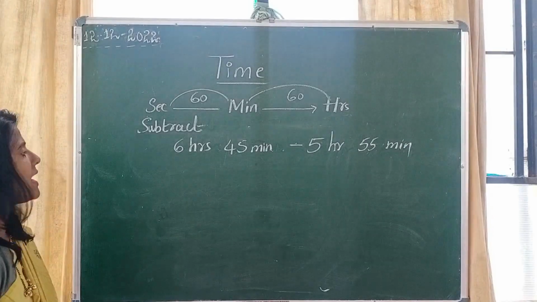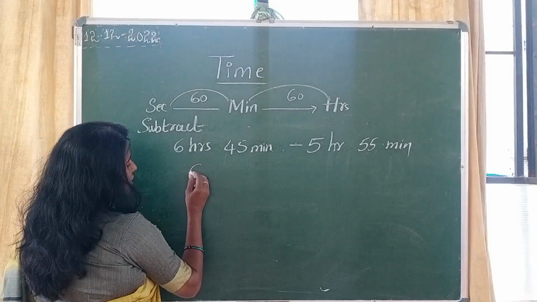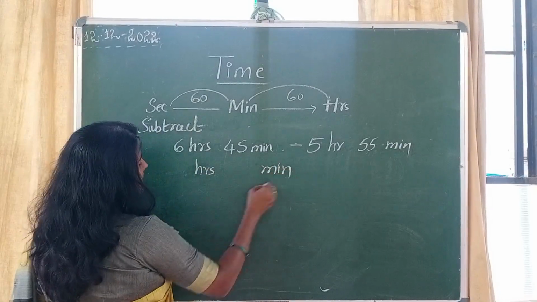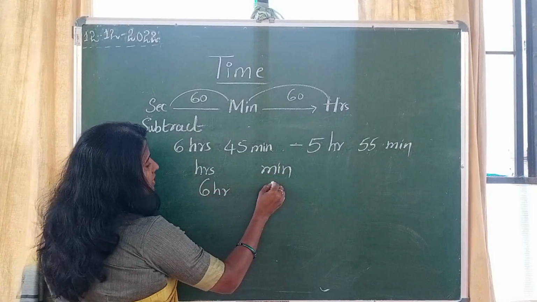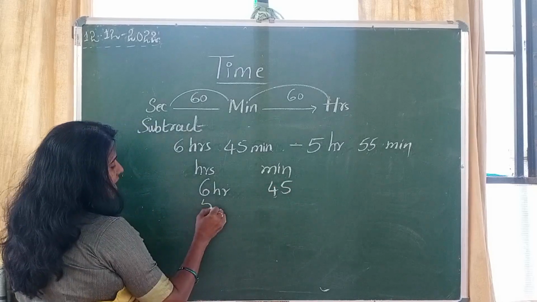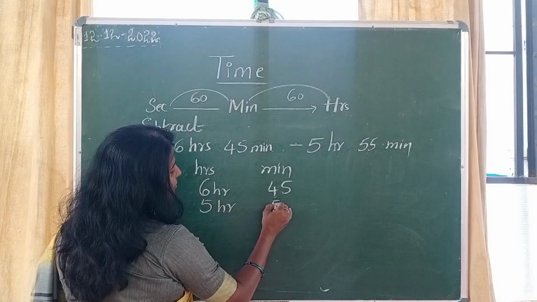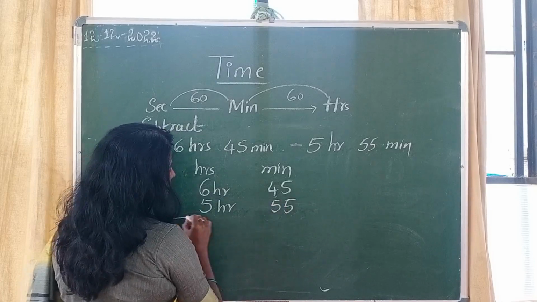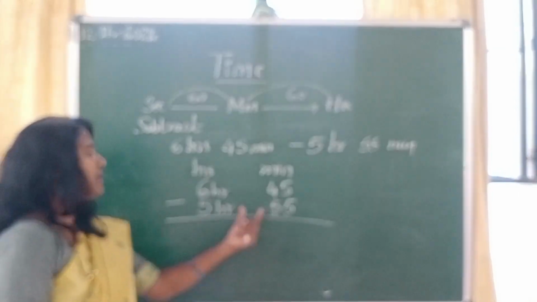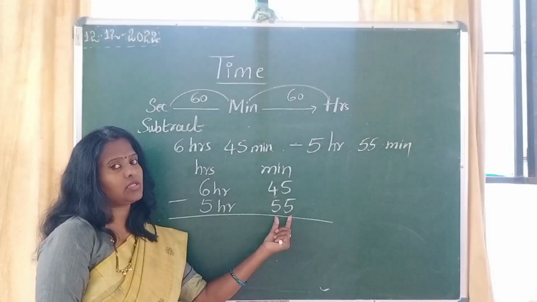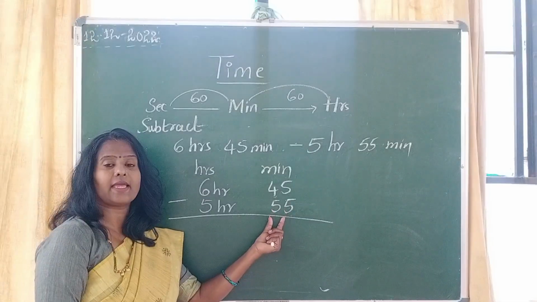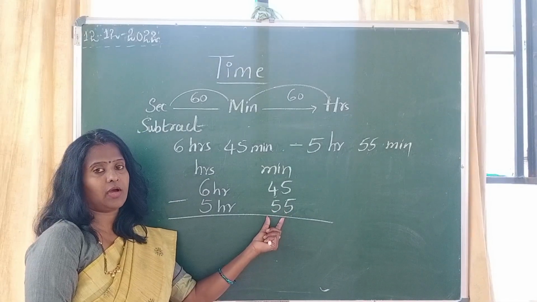So how to subtract? Here you have to write hours column and minute column. 6 hours, here 45 minutes, and here 5 hours 55 minutes. Now I have to subtract this. You know that from the smaller value we cannot subtract a bigger value. In 45 I cannot subtract 55.